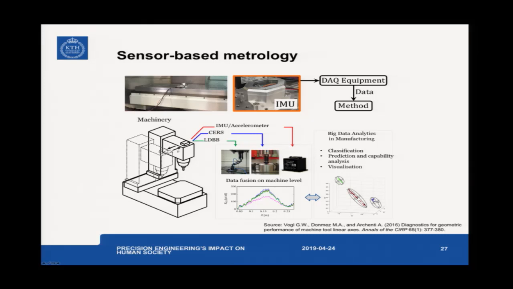And by this approach, we can measure actually down to a couple of microns in accuracy, for instance, in straightness of an axis movement. So this is also a trend that we see today with precision metrology, that we're using sensors to identify the behavior of the machine and use that information for data analytics and so on.